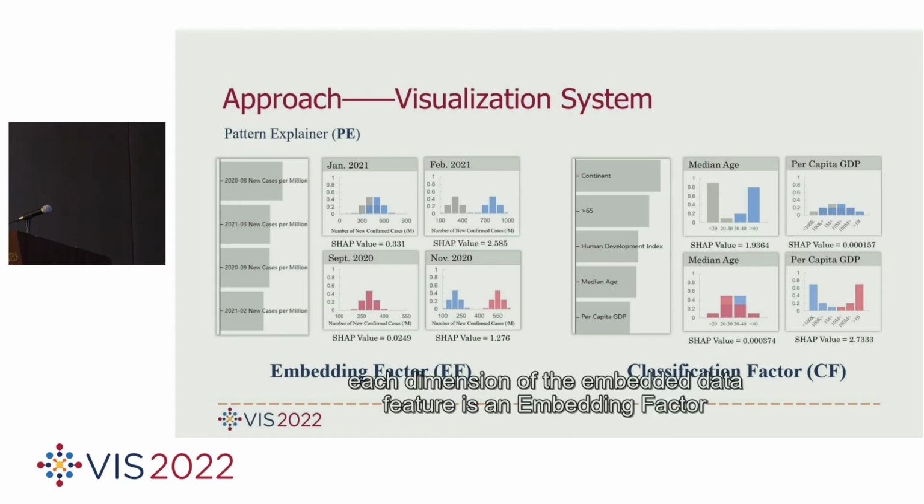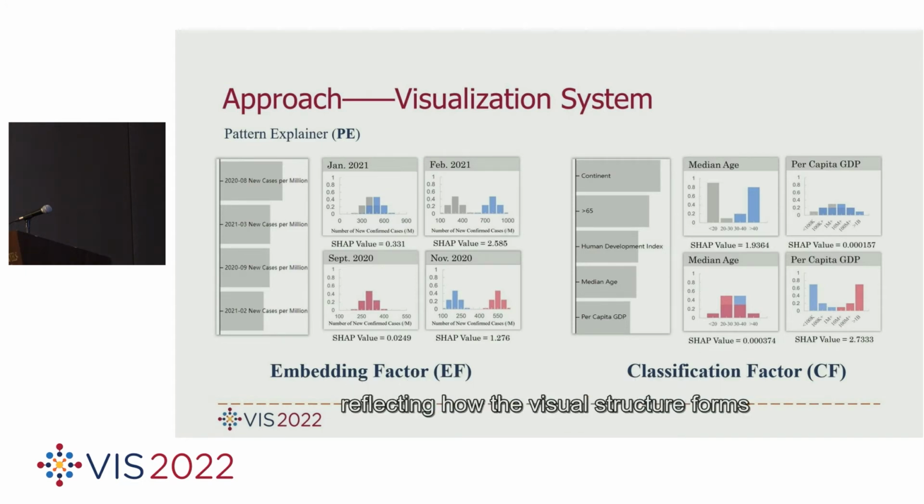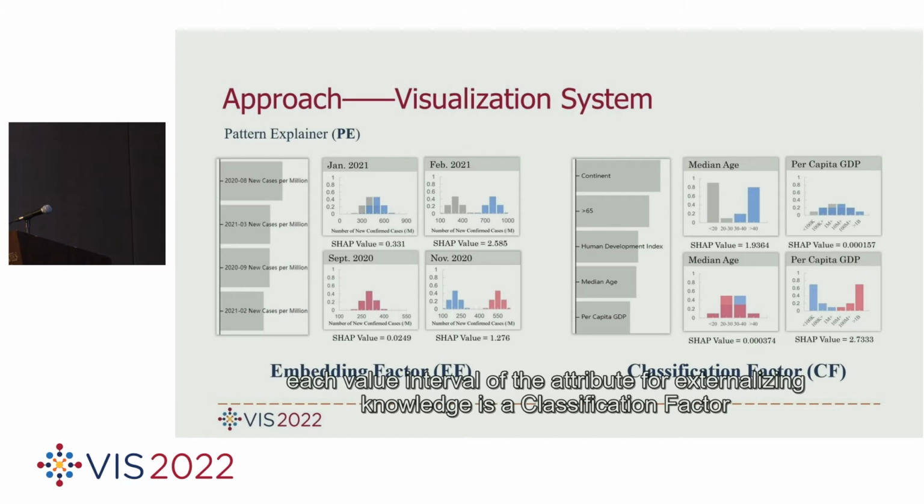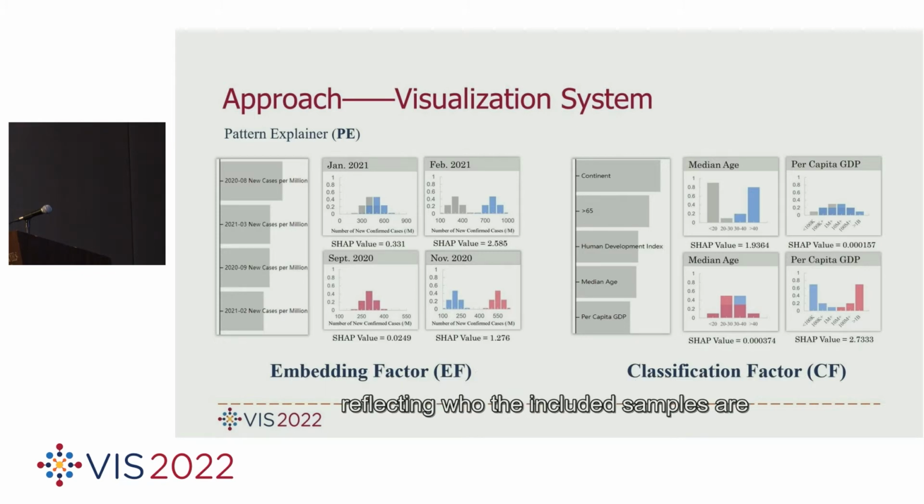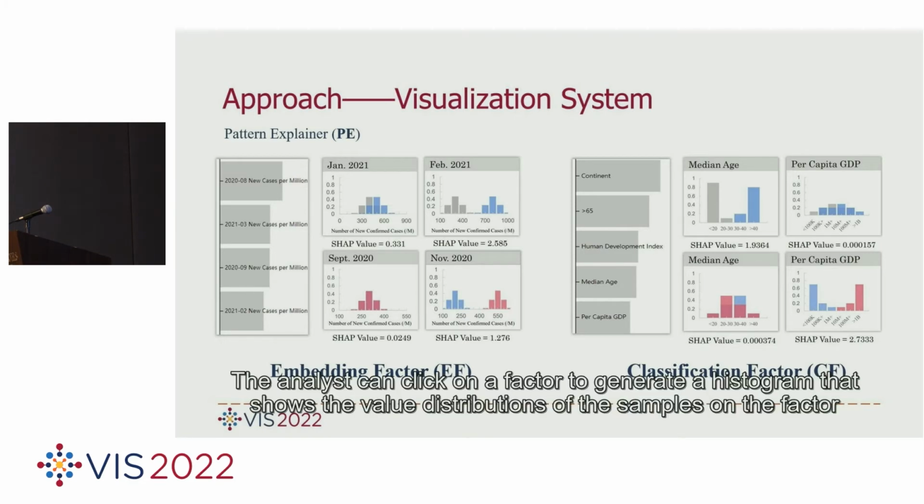First, each dimension of the embedded data feature is an embedding factor, reflecting how the visual structure forms. Second, each value interval of the attribute for externalizing knowledge is a classification factor, reflecting who the included samples are. The analyst can click on a factor to generate a histogram that shows the value distributions of the samples on the factor.